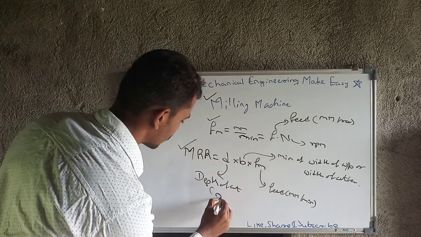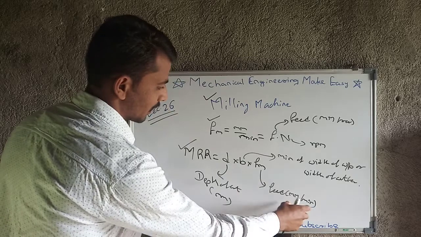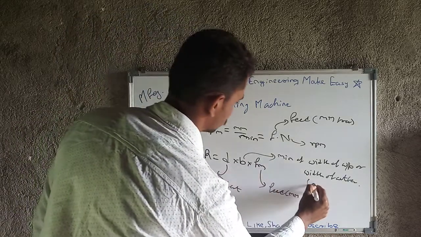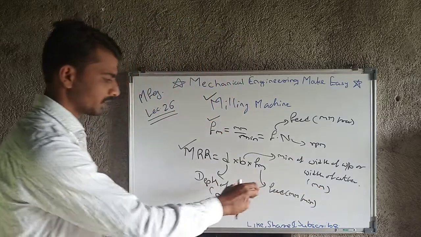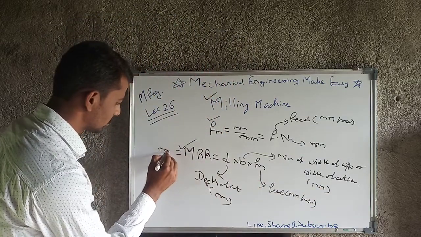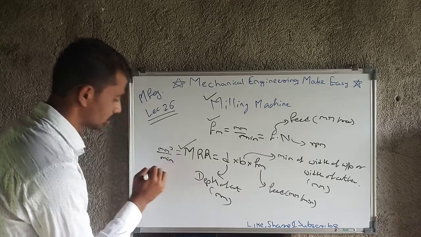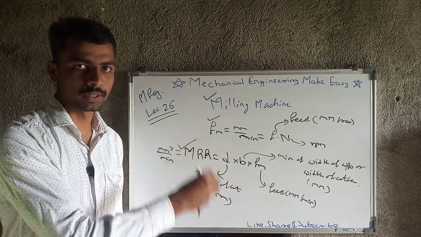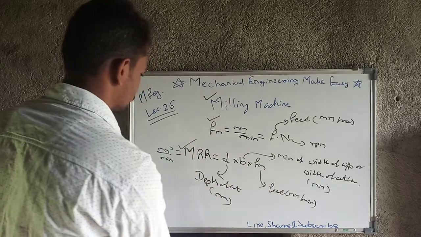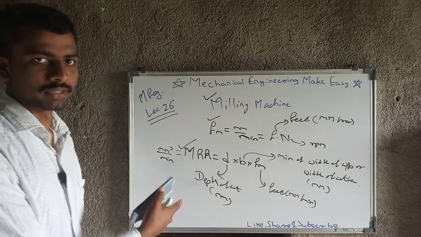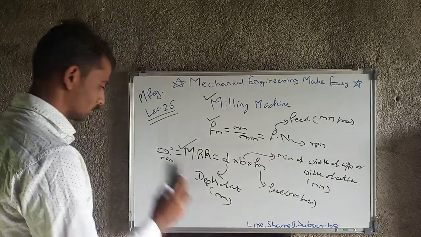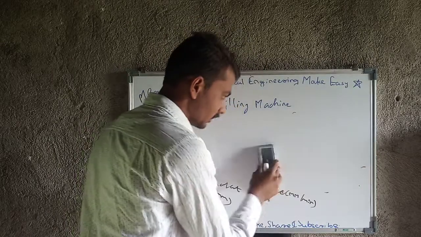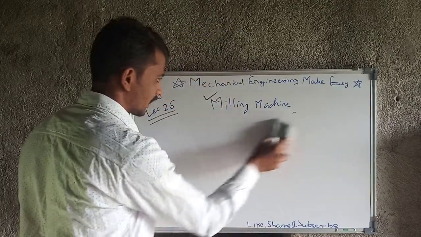Depth of cut is in mm, feed is in per minute, and b is in mm, so ultimately we will get MRR in mm cubed per minute. Means, for example, 1 mm cubed of volume we are going to remove per minute. This is nothing but MRR, that is d into b into Fm. So note down this also. Then we will move towards types of milling cutters. There are different types of milling cutters.